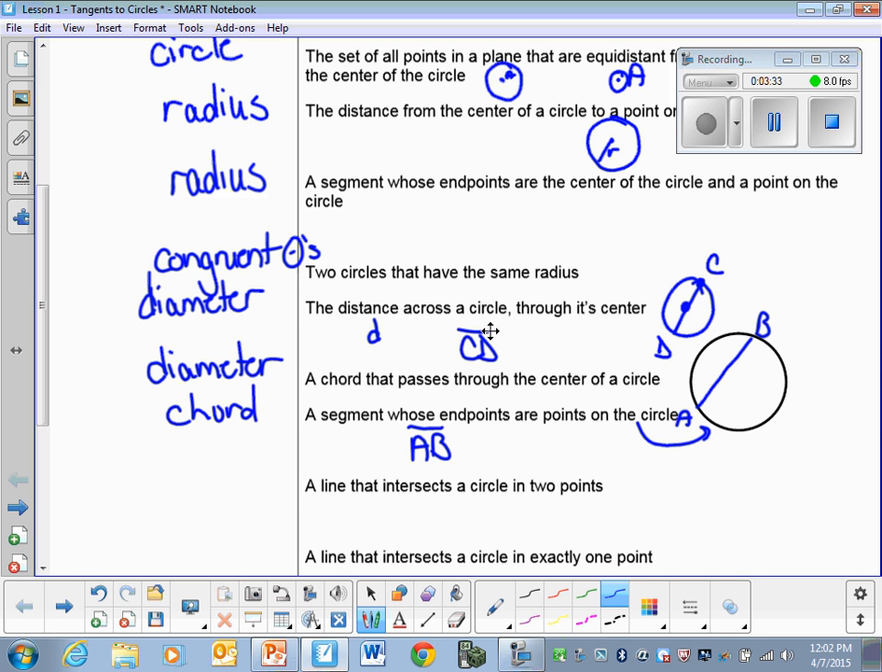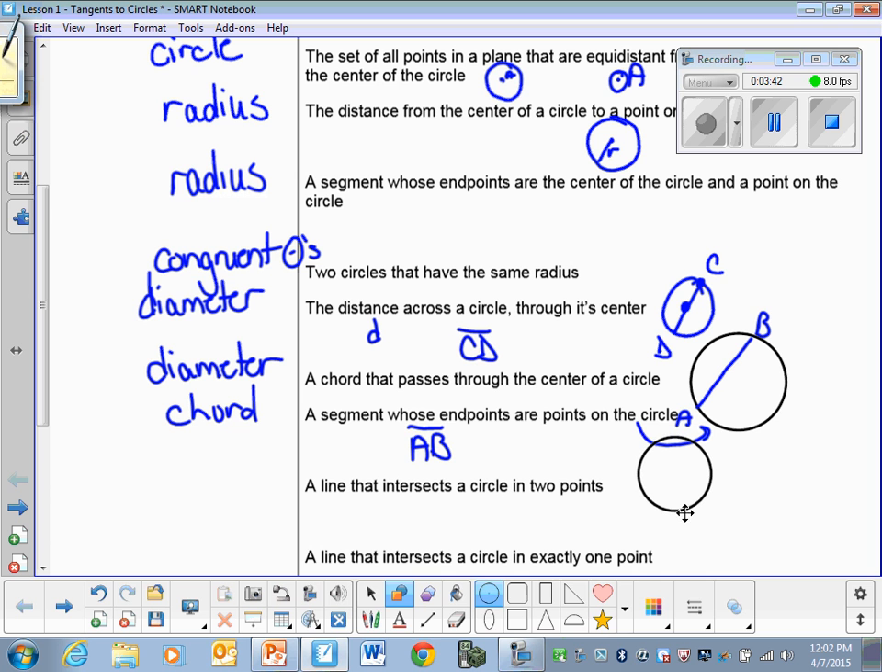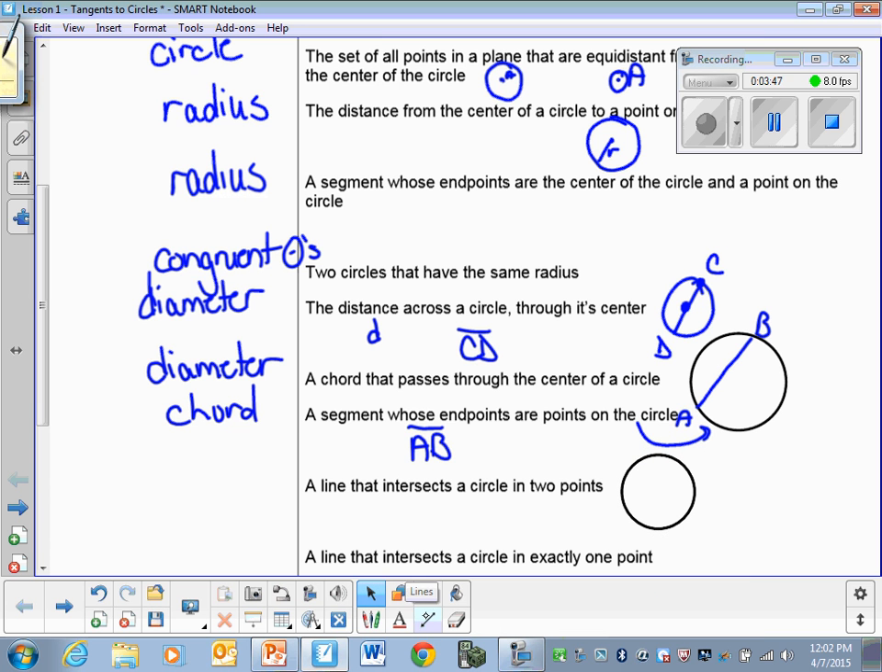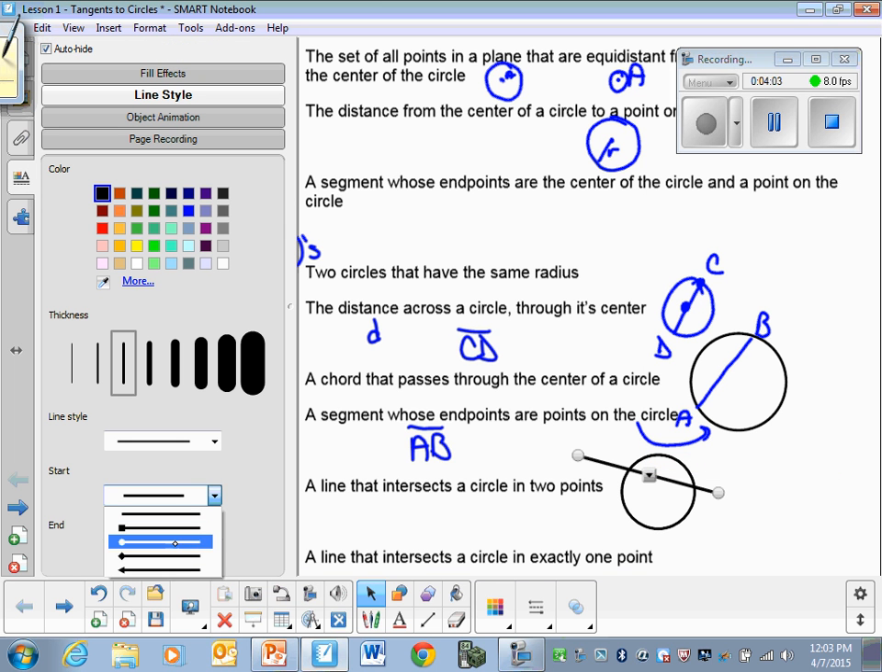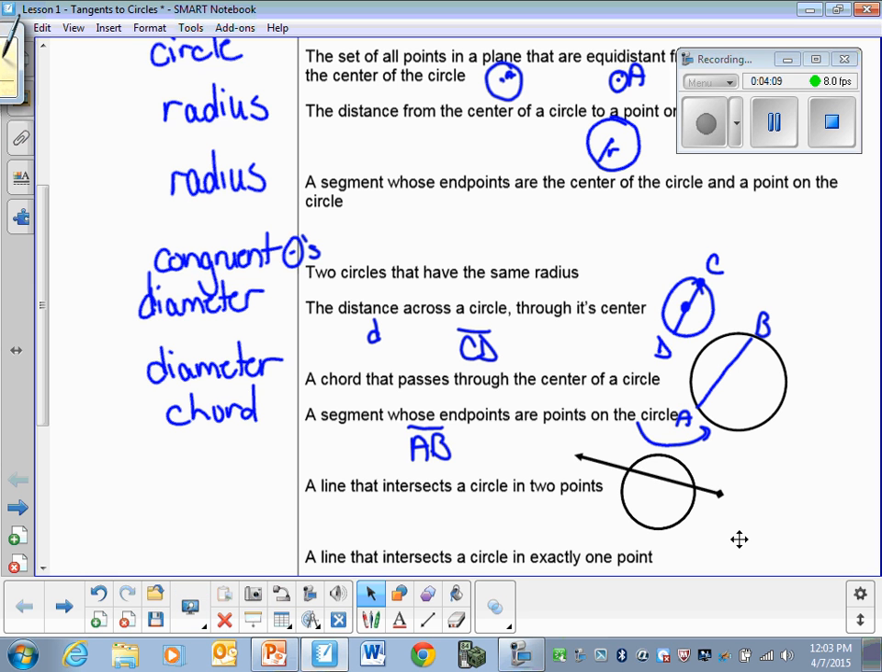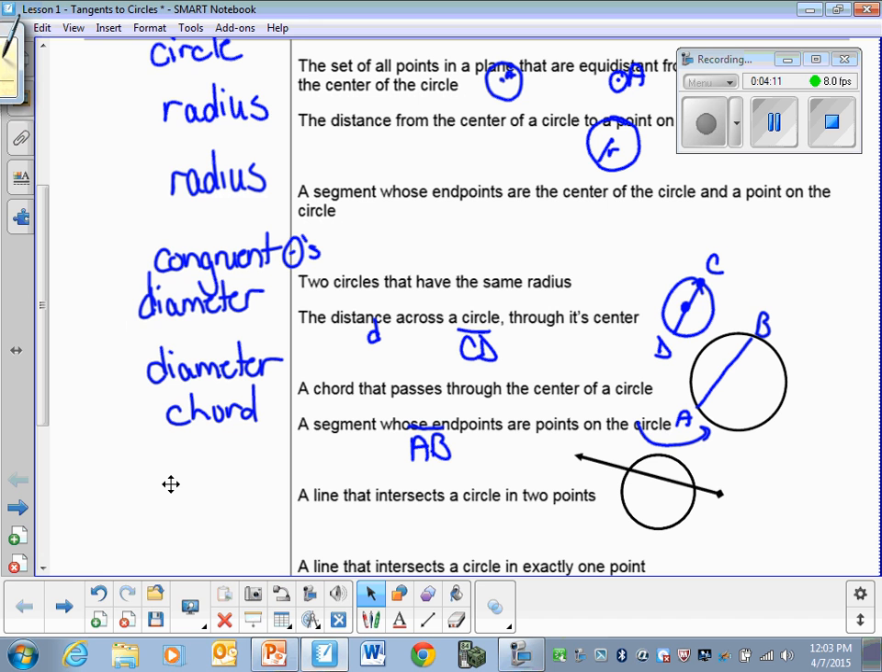A line that intersects a circle in two points. So in this case, we're going to have a line that intersects in two points. I'm trying to make this look a little better than how some of them are looking. Okay, this is a secant.